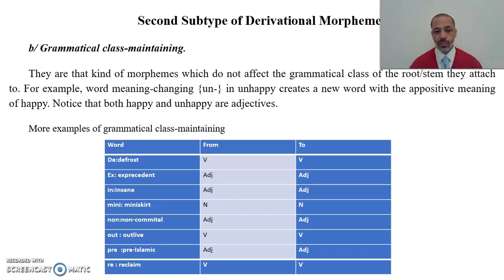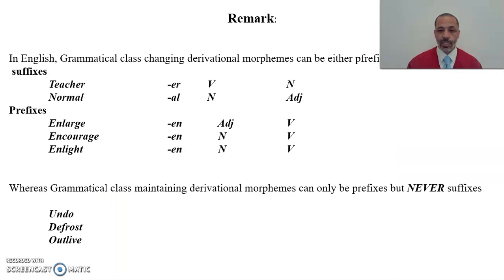You have the verb frost, which becomes defrost. As you can see, the verb is still the same; it doesn't change, but you have changed the meaning. We have precedent, which becomes ex-precedent. Okay, adjective in both cases, but the meaning has changed. You have sane, which becomes insane, and so on. You can go on like that.